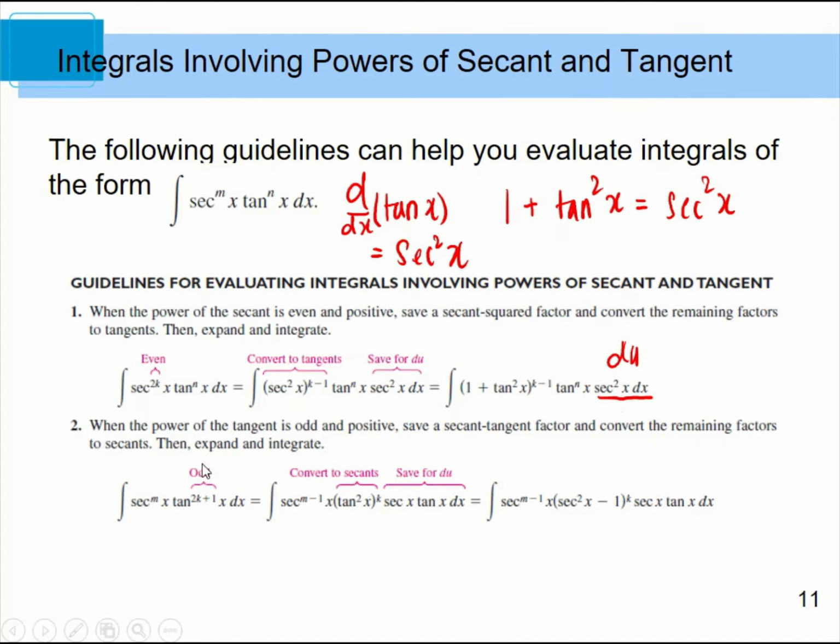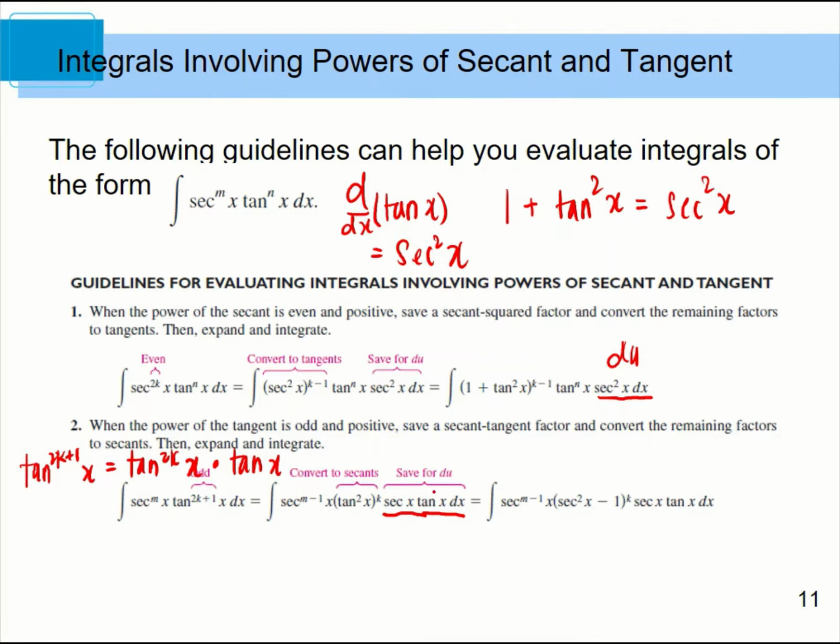Now, the second guideline: when the power of tangent is odd and positive, then we are going to break this into tangent square x to the power of k and tangent x. So we break this into 2. That means we have tangent to the power of 2k plus 1 x, and we break it into tangent 2k x multiplied by tangent x. Now this tangent x dx later, we are going to save with the secant x, secant x tangent x, for du.